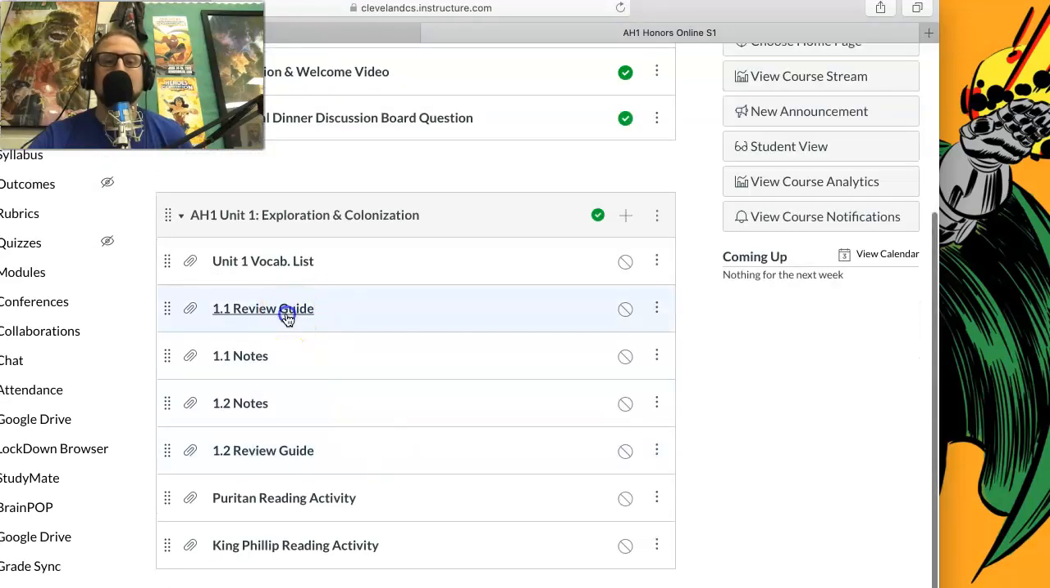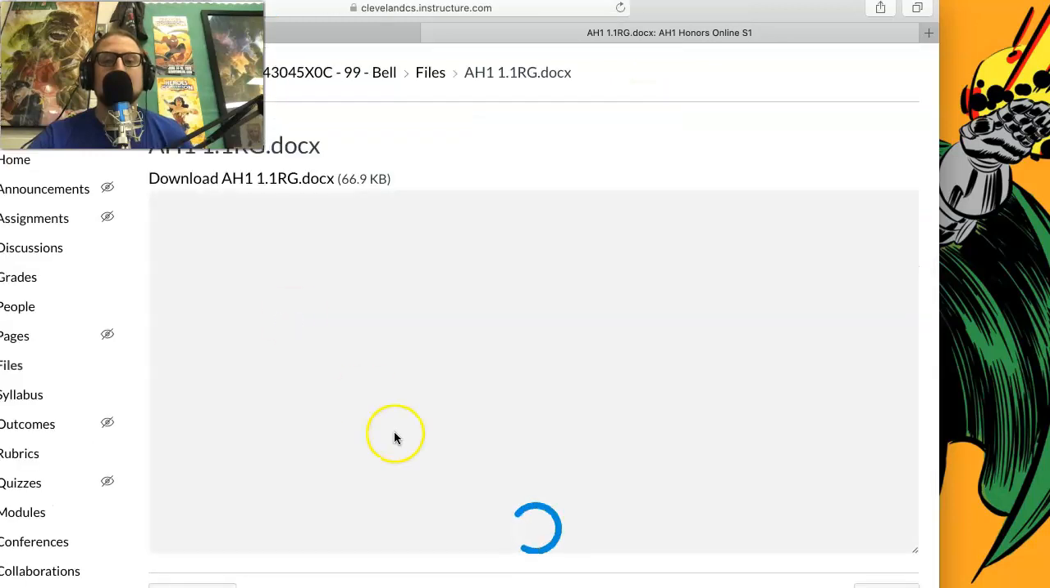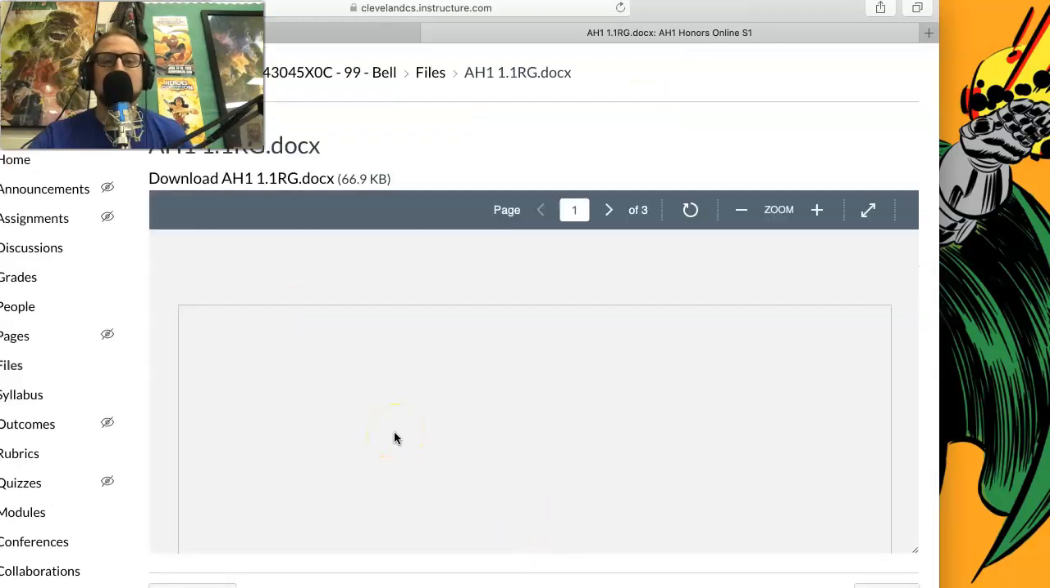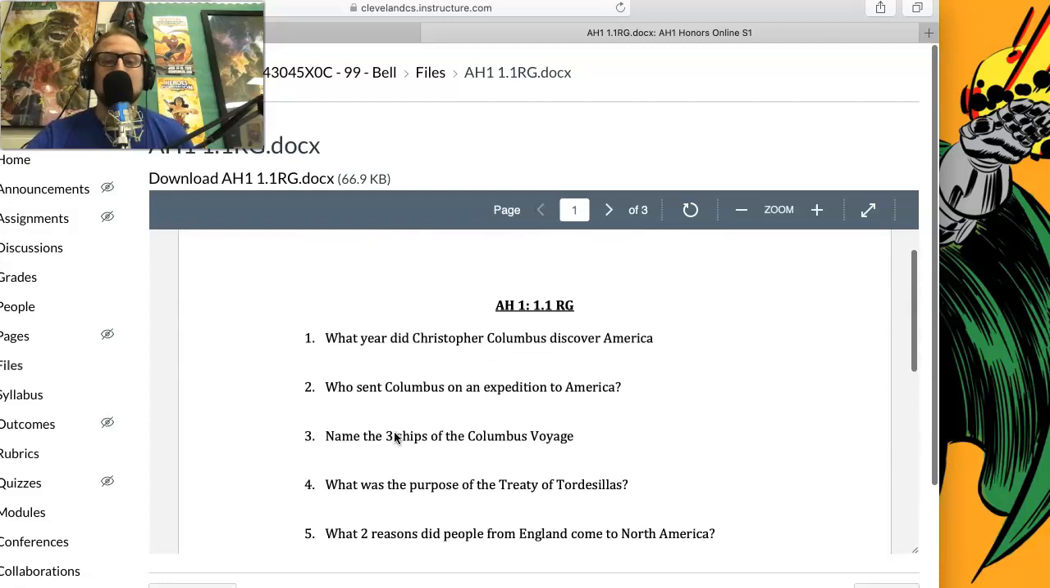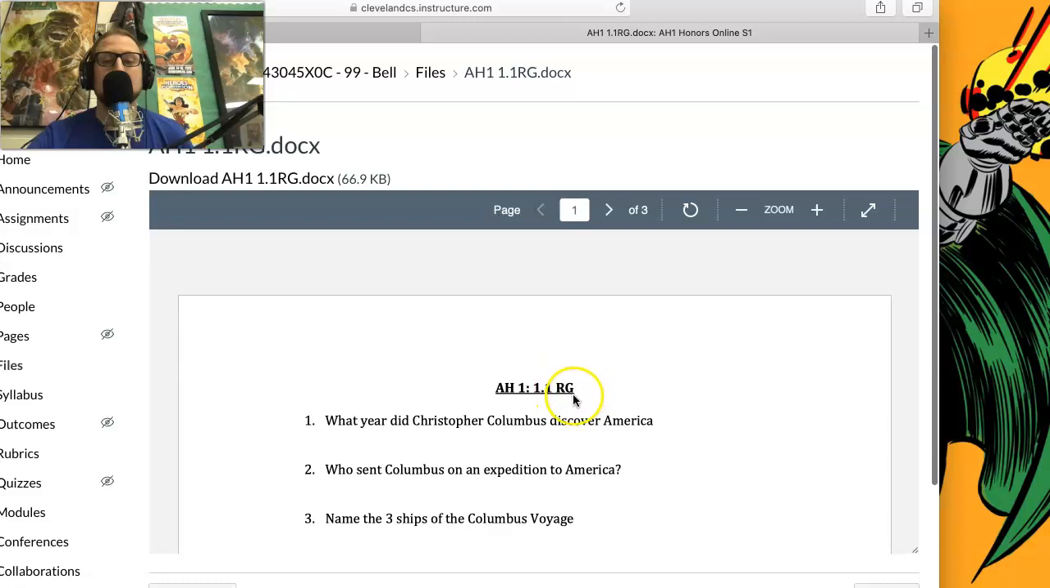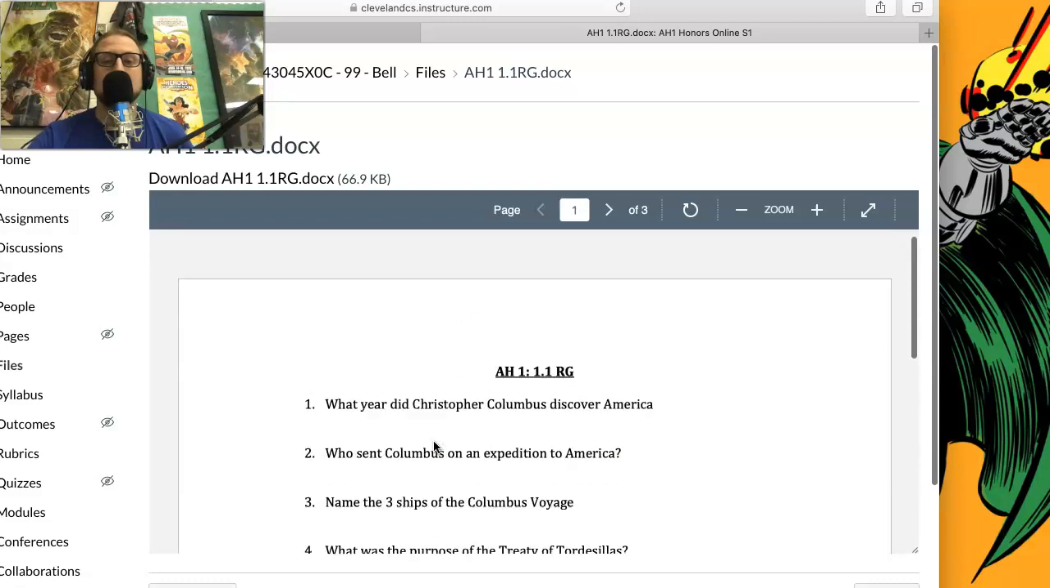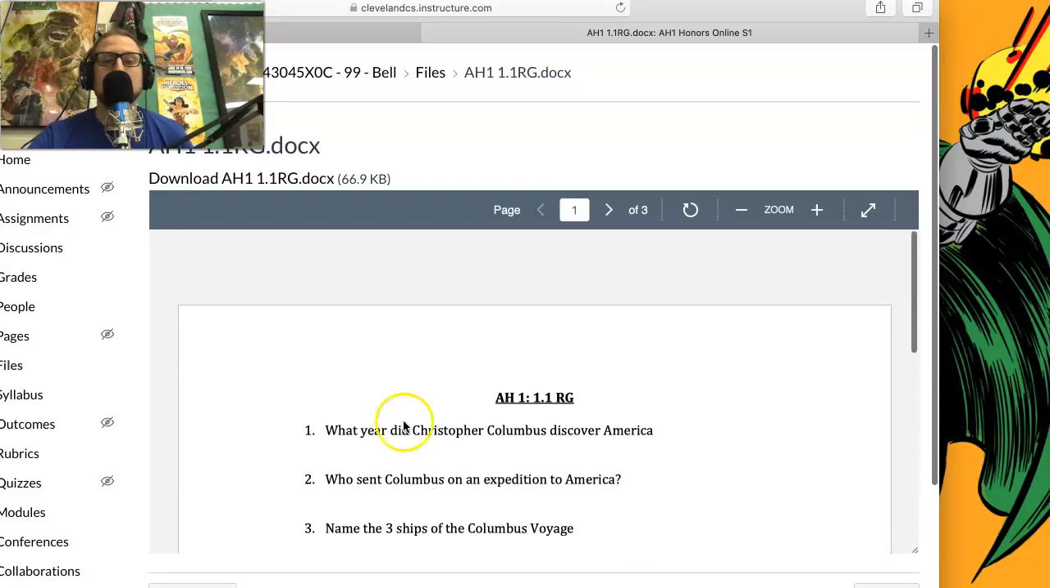I'm going to go back. You also have these review guides. These go in order of the notes. I'll pull these up. You will answer these. So you would put after your vocab 1.1 review guide and answer the questions. No need to rewrite the questions for that.